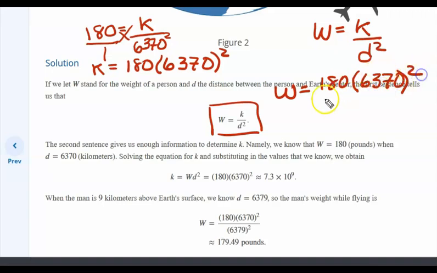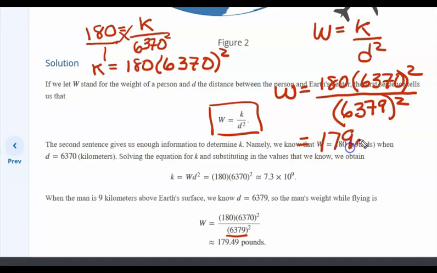6370 squared, divided now by the new distance, which they're saying is this down here, 6379, just a little bit. We're going to put this into our calculator, and then they want us to round to 2 decimal places, and this comes out to be 179.49 pounds.